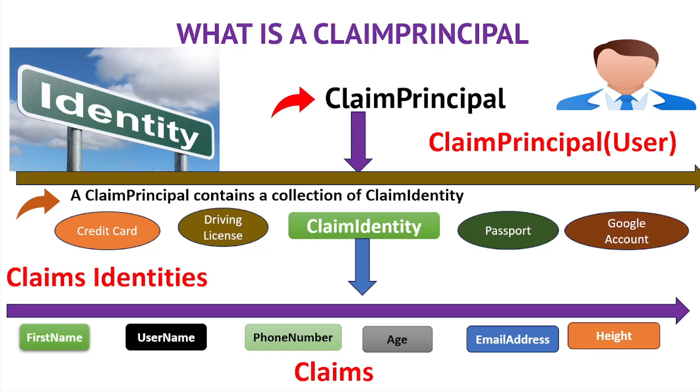A person can have a passport, a Google account, driving license, and credit card. All this information can define a certain user. So that means claim principal is a collection of claim identity. So in short terms, we can say claim principal is actually a user. But now, does this make sense? Let's see how this is implemented.